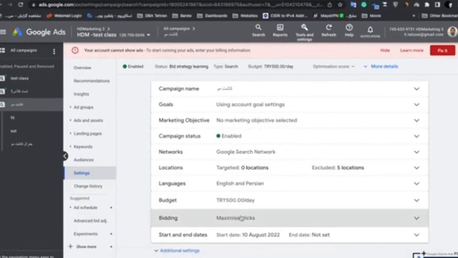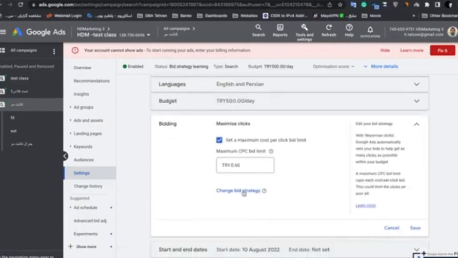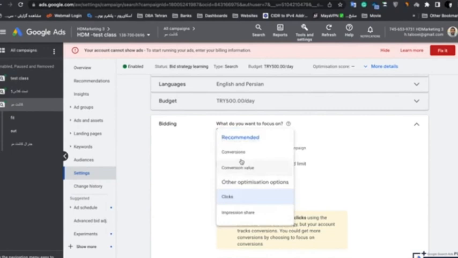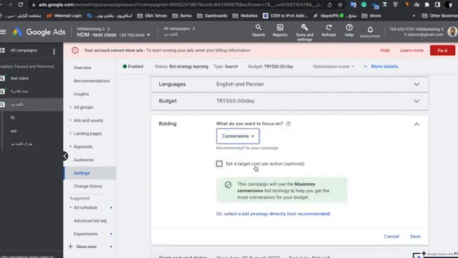I say here again, change bid strategy. Here the goal is also conversion. Look, guys, what it says: set target cost per conversion. Guys, usually it gives some suggestions here. Well, now because this campaign is not running, it gives it to me here. Look at this.